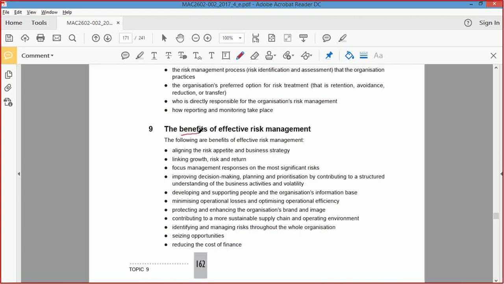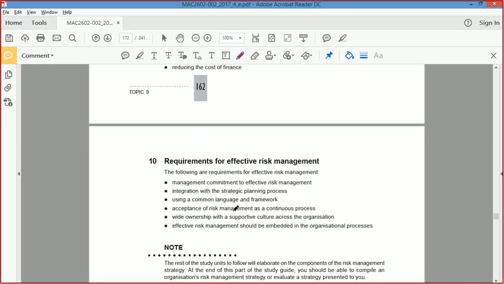Okay, then they talk about some of the benefits of effective risk management. Obviously, we need to align the risk appetite to the business strategy. Remember, different businesses have different profiles. Some businesses are more aggressive. Some businesses are more conservative.